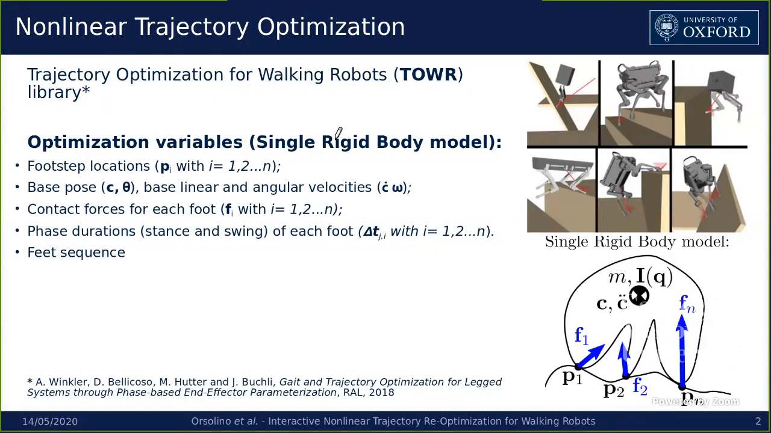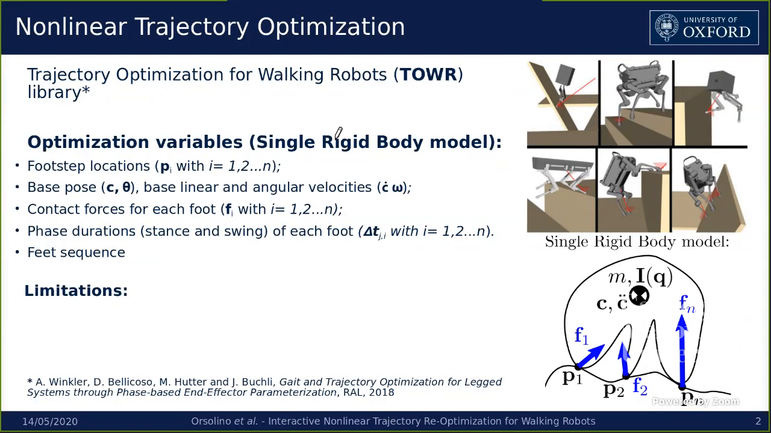The advantage of this library is given by the minimal parameterization based on the single rigid body model, which allows us to simultaneously optimize footstep locations, base poses and base linear and angular velocities, contact forces, phase durations, and even gait sequences for quadrupeds, for example. This parameterization is minimal, but still generic enough to enable the formulation of different gaits in arbitrarily complex scenarios.